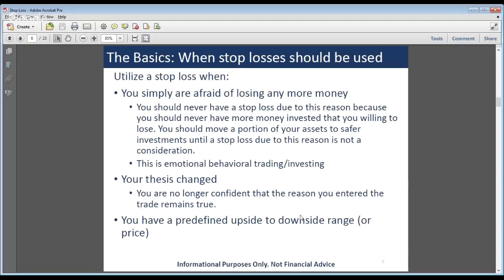A main reason to utilize a stop loss is your thesis changed. So you're no longer confident that the reason you entered the trade remains true. Then also, maybe you have a predefined upside or downside range, or maybe that can even be targeted as a price or percent gain or loss. So you can put a stop there.